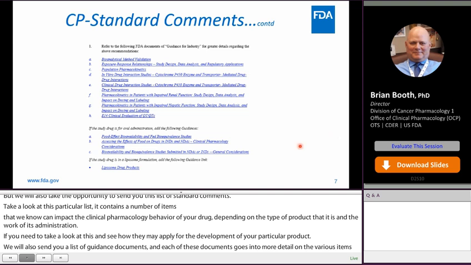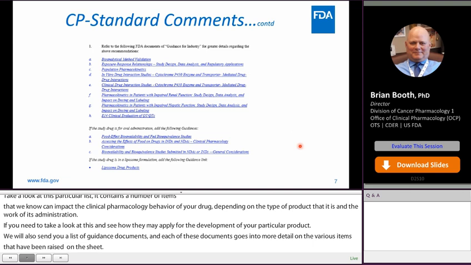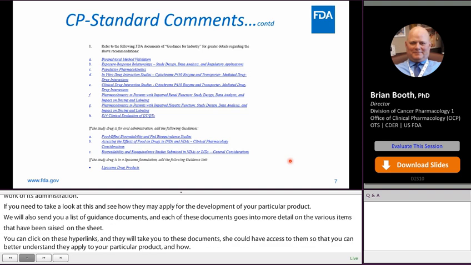Now, the reason that we send these comments out early in development is to raise awareness about the issues that may be needed to be addressed during the development of your product. And we have found over time that this has led to better overall development of these products in the oncology area.